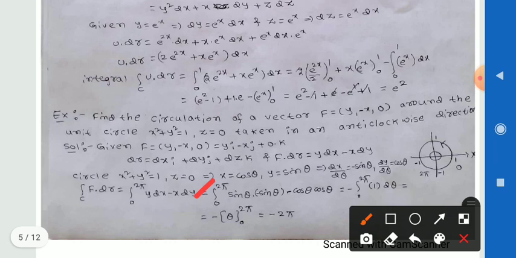We get integration 0 to 2 pi of sin square theta plus cos square theta d theta with minus taken as common. Then sin square plus cos square is equal to 1. So that is equal to minus integration 0 to 2 pi of 1 into d theta. The integration of 1 d theta gives theta, so minus theta with limits 0 to 2 pi. By substitution we get minus 2 pi.